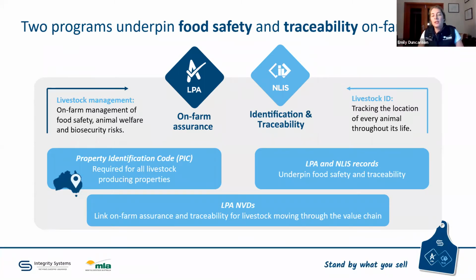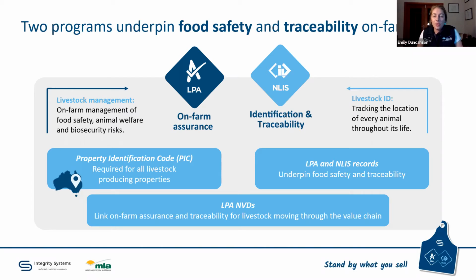The central component of these two programs is the Property Identification Code, or as you might be more familiar with, the PIC. The PIC is required for registration for both of these systems that underpin the integrity system. And PICs are managed and given by the state and territory departments of agriculture. They are incorporated into LPA and NLIS, and it's the only way that traceability and food safety can be managed at a national level. So ensuring that we have that standard for everyone is a key part of what we have developed and deliver for you.